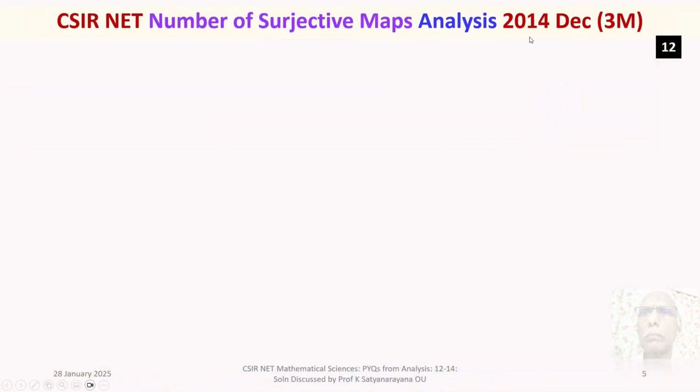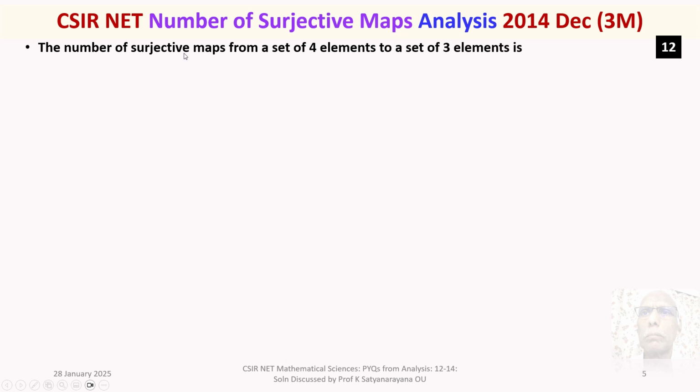This question has appeared in the 2014 December examination. The question is related to the number of surjective maps. The given question is: the number of surjective maps from a set of 4 elements to a set of 3 elements is. We are given 4 options. Let's now discuss the solution of the problem in detail.